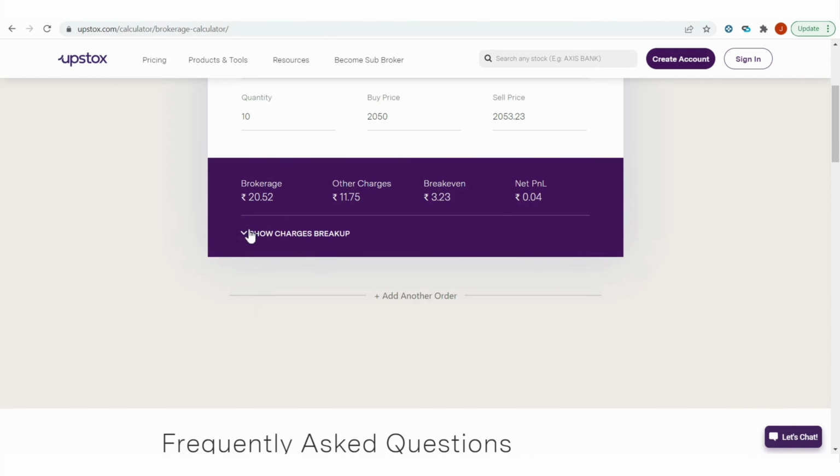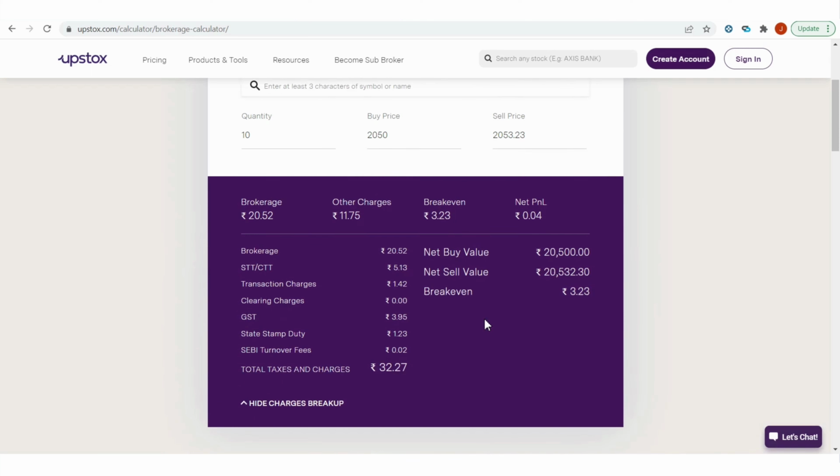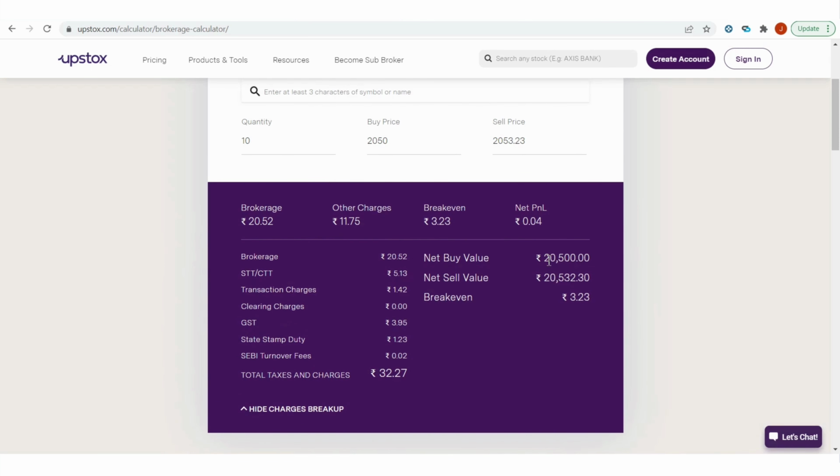Let me also show you this charges breakup, right? So here you can see the net buy value is 20,500 and the net sell value is 20,532, right? So the profit here you made is 32 rupees, but the total taxes and charges is also 32 rupees. So it's a net almost no profit and no loss for you. It's a zero. So here if I type, let's say 2060, you can see net buy value is 20,500 and net sell value is 20,600. So 100 rupees of profit and 32 rupees of taxes and charges. So you are left with 67 rupees of profit, right?